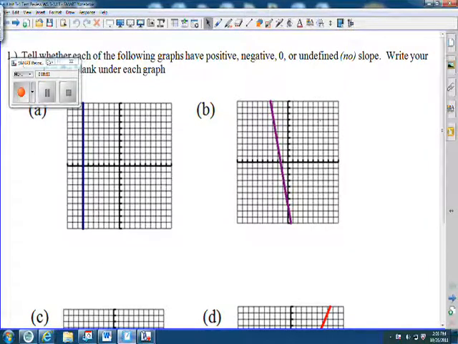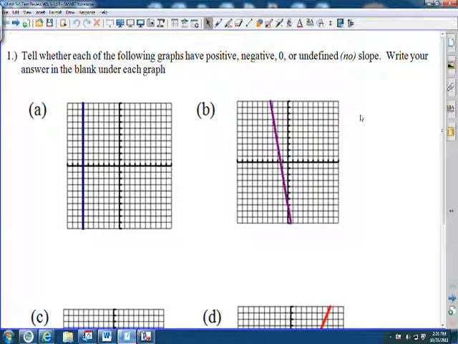This video goes along with worksheet 3-13, which is the test review for Unit 3. This will be a review over slope, y-intercept, finding the equations from a graph, and trying to write it into slope-intercept form. Okay, the first one says, tell whether each of the following graphs have a positive, negative, zero, or undefined slope, and write your answer in the blank under each graph.